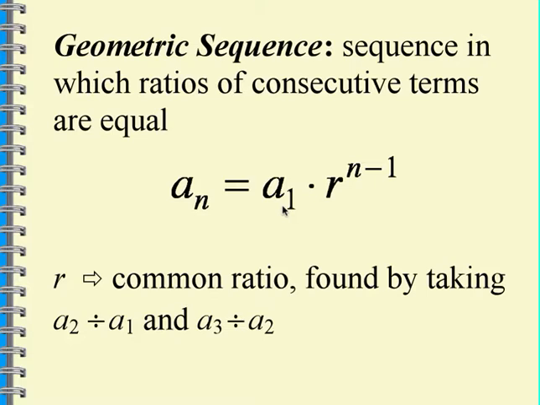And so here's our explicit formula for a geometric sequence. Okay, this is what we call our explicit formula. a sub 1, the first term, times my ratio to the n minus 1 power. r is your common ratio.